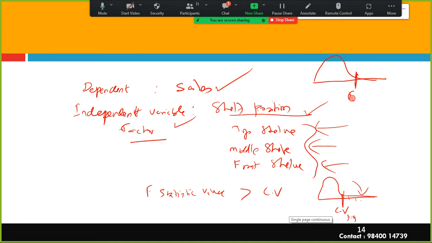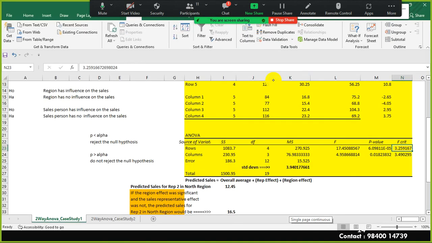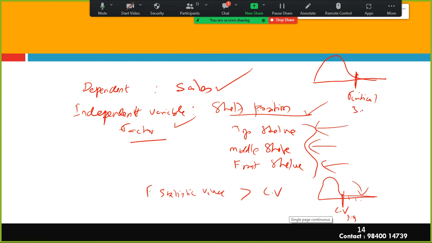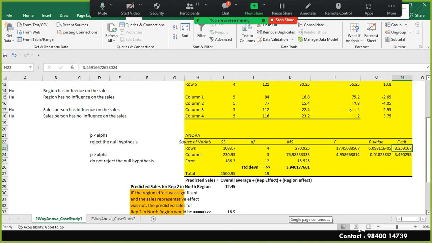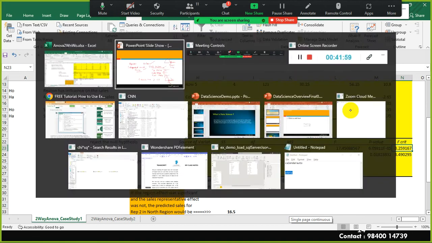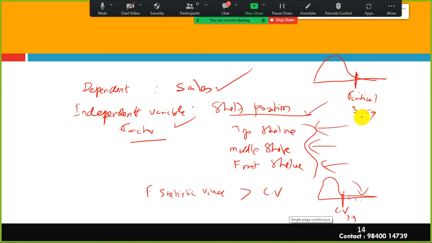This is where your F critical value is, and the F statistic is what we got here. The F statistic is 17.45 and the critical value is 3.259. Is the F statistic less than or greater than the critical value? Obviously 17.45 is greater than this 3.25. 17.45 is greater than this value. Hence it is falling in the rejection region.